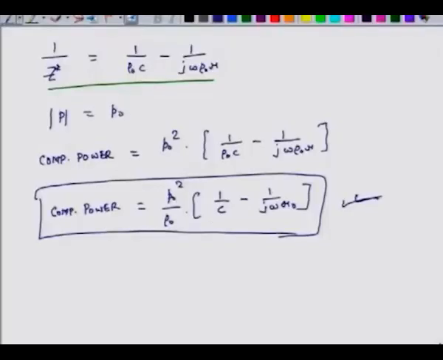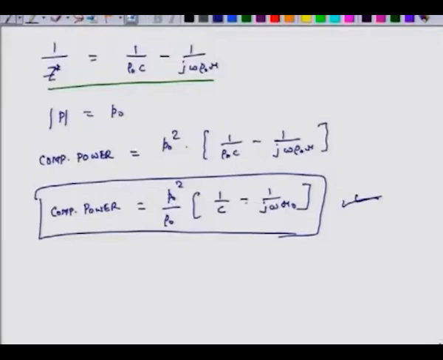The first observation I can make is that there is a real component, which is p square divided by rho naught times 1 over c, and then there is an imaginary component, which is p square over rho naught times minus 1 over j omega r naught.